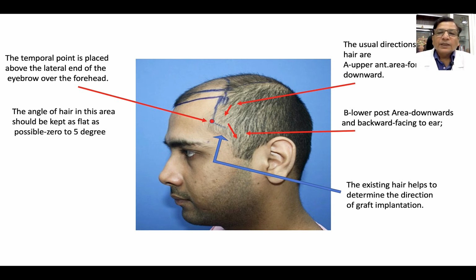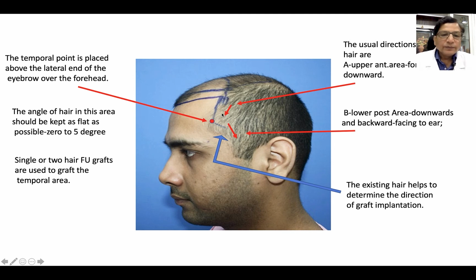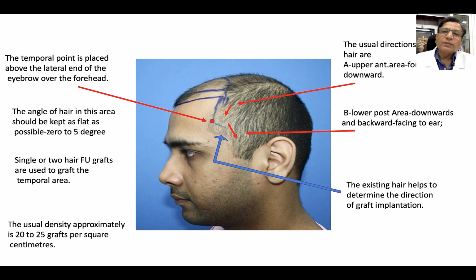The angle in the temporal area should be as flat as possible, and if we talk in terms of degrees, then it is 0 to 5 degrees. Single or two hair follicular unit grafts are used in the temporal area. It is important that you place single unit grafts at the temporal edge or entry edge of the fringe. Then posteriorly you can use 2 unit grafts to make it stronger. The usual density of 20 to 25 grafts per square centimeter is good enough. Never be aggressive.